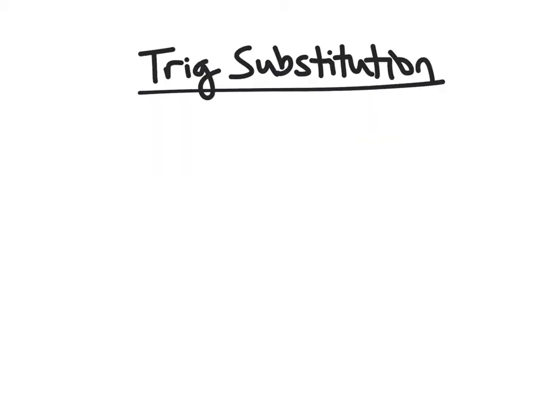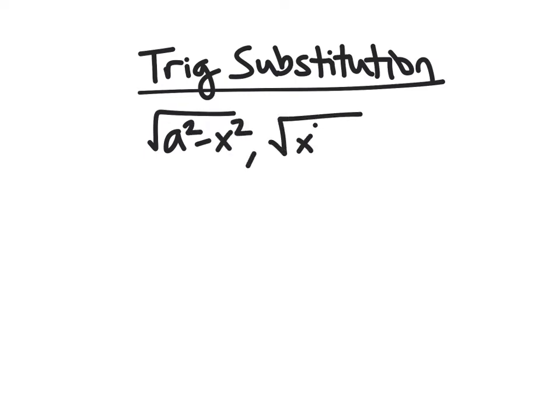Dealing with these rational or radical expressions of quadratics is something called trig substitution. The main things that we can deal with are things of the form, where a is a constant, a squared minus x squared, x squared minus a squared, and a squared plus x squared. These three will all involve different trig functions, but they work fairly similarly. So let's take a look at one of these integrals.